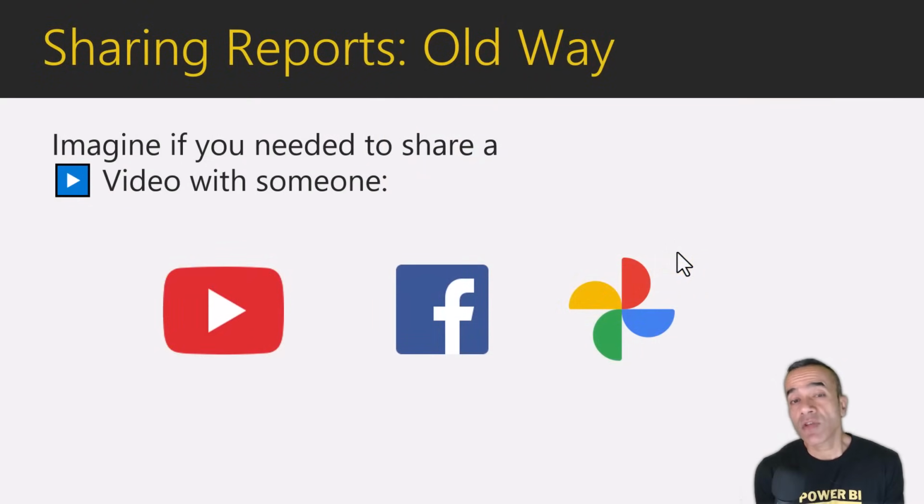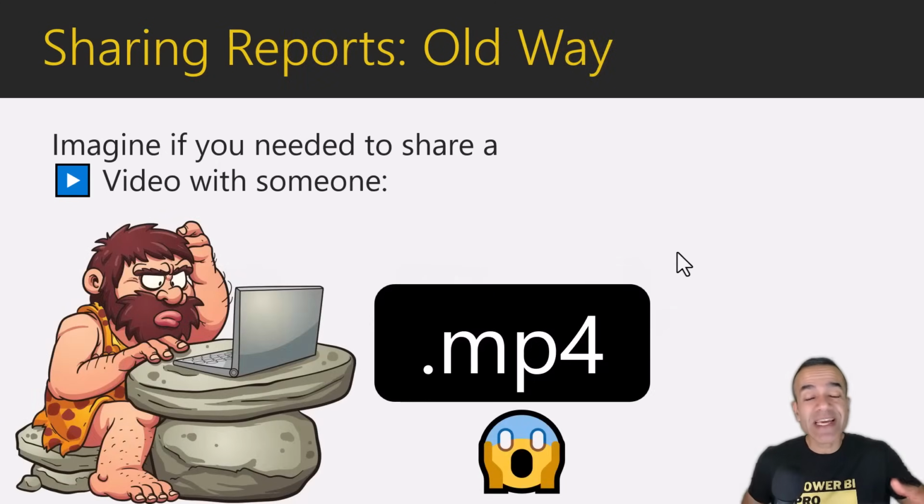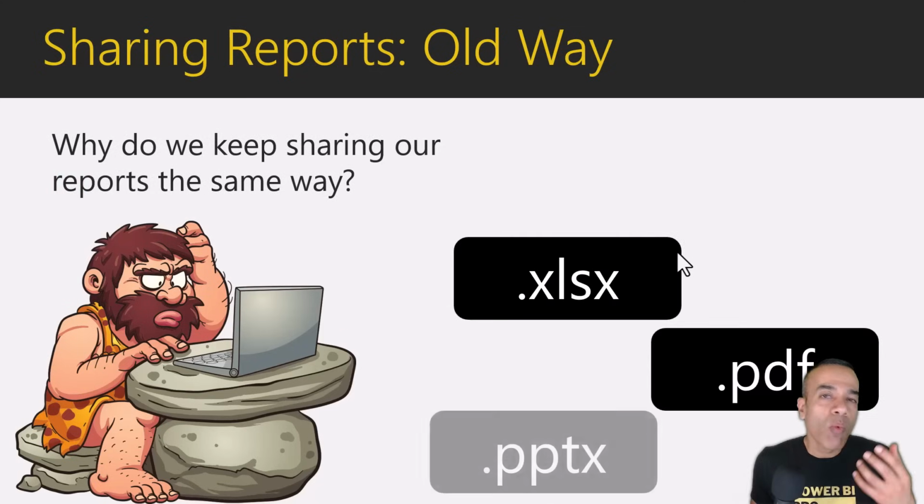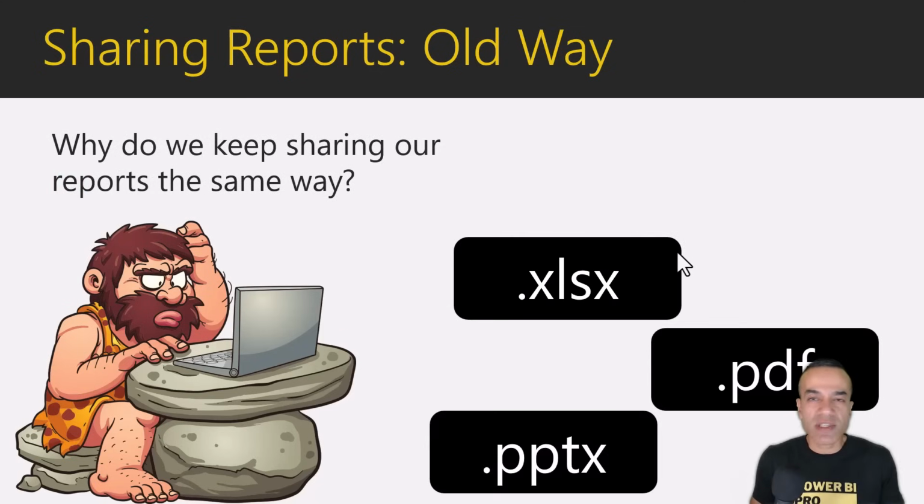Let's for a second talk about sharing video files. Now imagine if today you needed to share a video file with somebody and you did not use YouTube, you did not use Facebook or Google Photos or any other online tool like this. Instead, you tried to email them the MP4 file, and maybe it's like 1.5 gigs or something large. Now that would be pretty silly, and nobody would really try to share a video file that way. But then why do we keep trying to share our reports the same way?